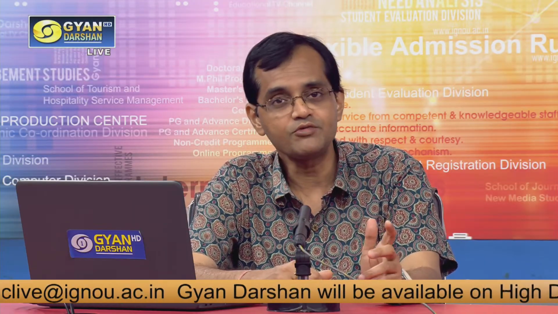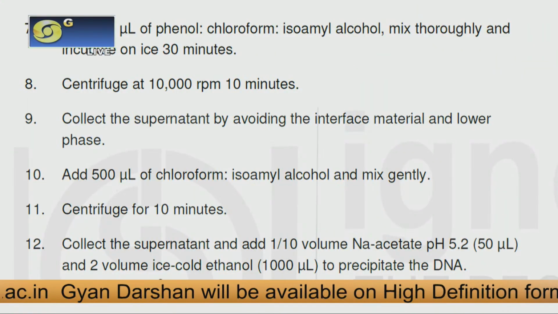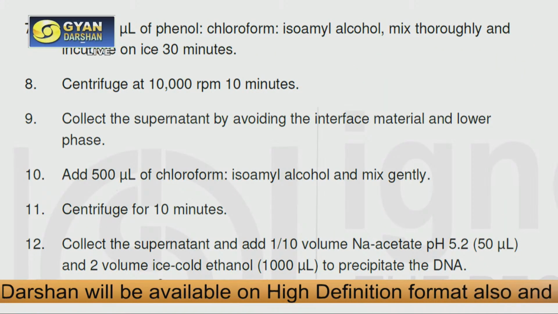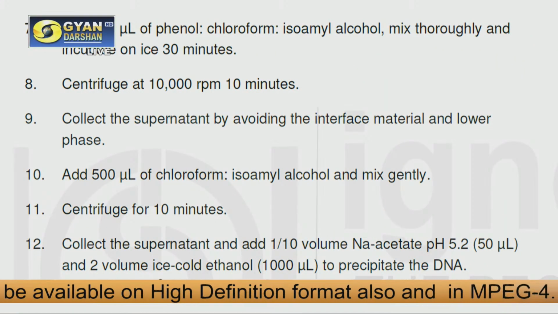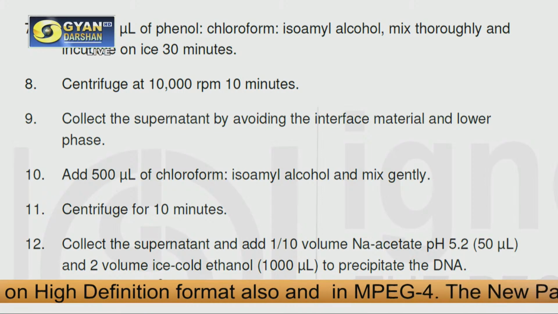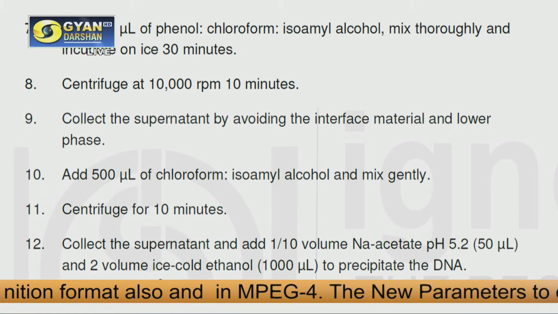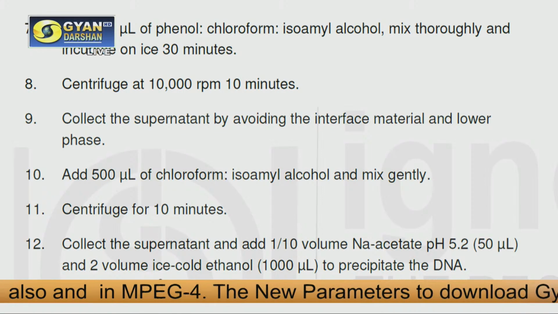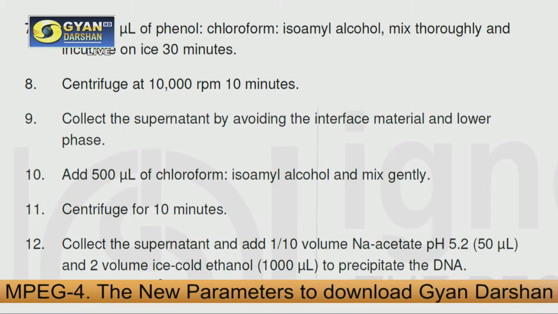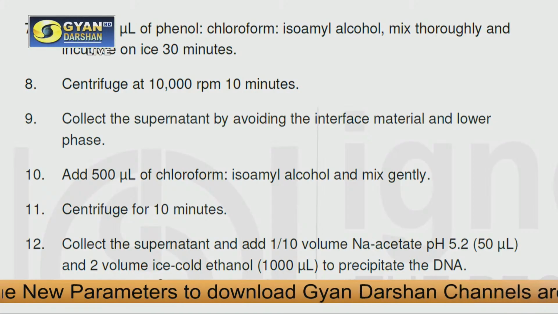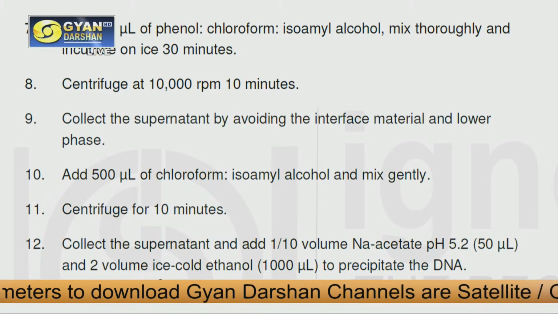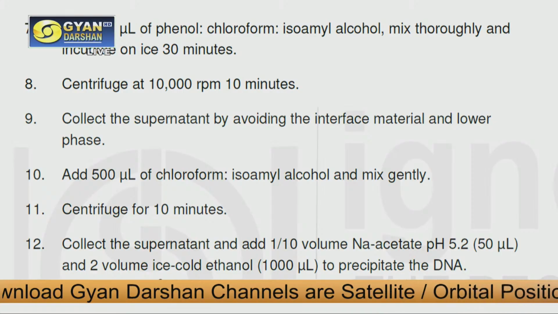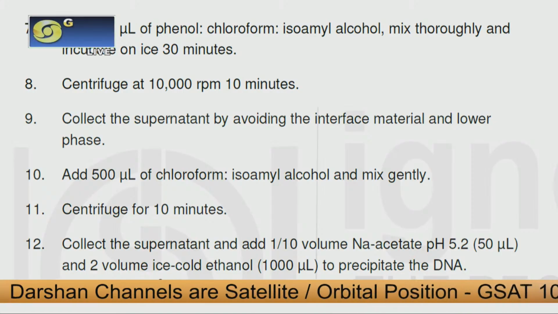And then you have to add chloroform isoamyl alcohol, 500 microliter. Again you mix it, but don't mix it vigorously, for the same reason that the DNA might get degraded. You have to handle it very gently. And then centrifuge it for 10 minutes. Collect the supernatant, and now you have to precipitate the DNA.